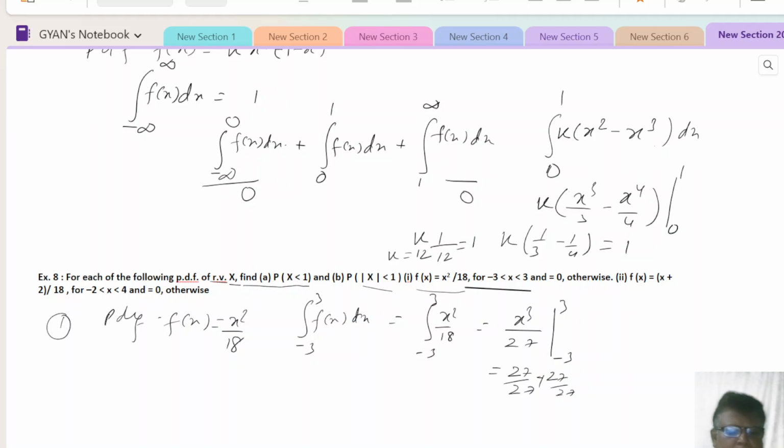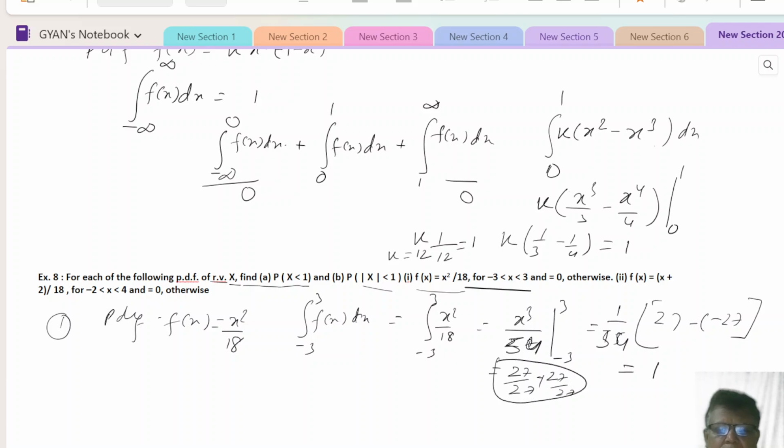So that is coming. So this is x cube by 3, that means 54. So this will be 1 by 54, 27 minus of 27. So that is equal to 1. So it's a random variable. Now we have to find P1.